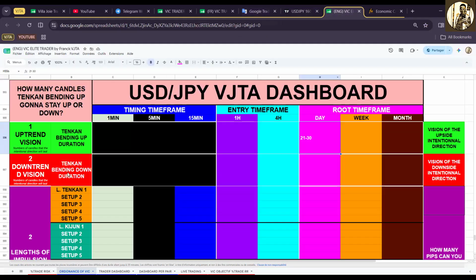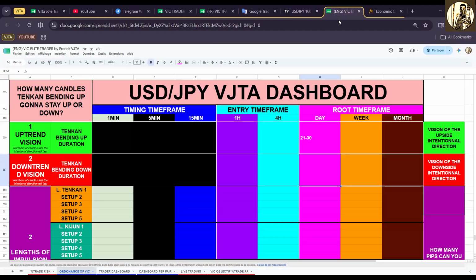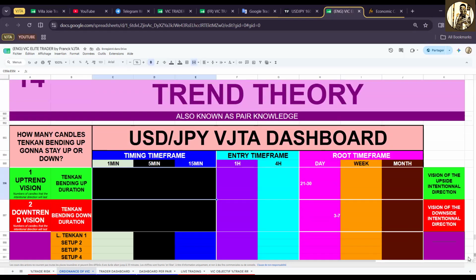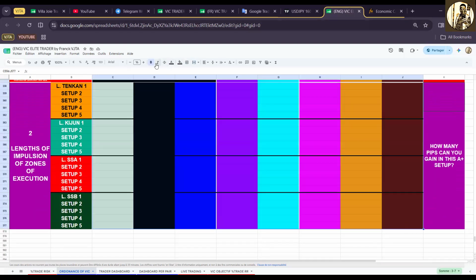Then for how many days they can stay bended to the downside, we're gonna write also 7 days and 3 days. But we start with the smallest number, 7 days and 3 days. So that is what we're gonna write inside there. This will give you an idea of how long a trend will last for a certain period, right?